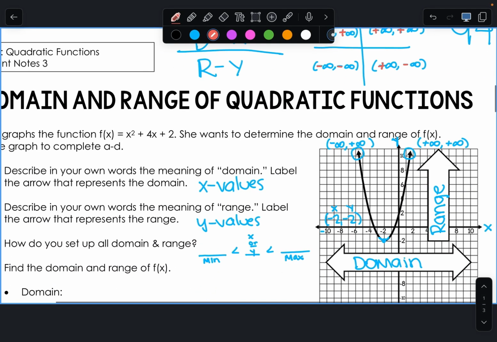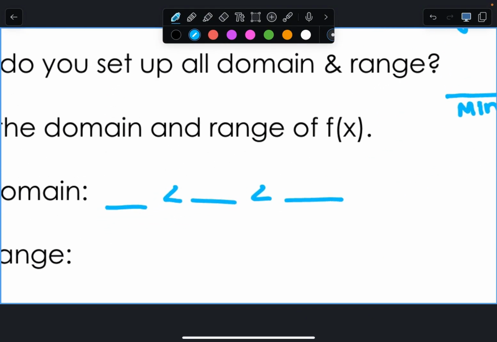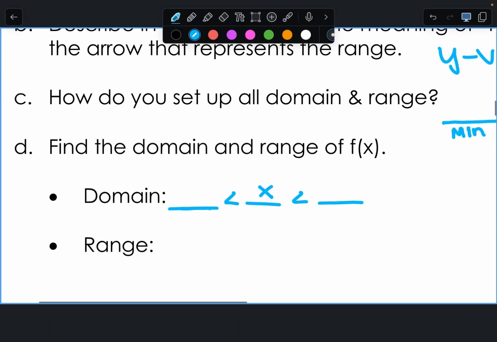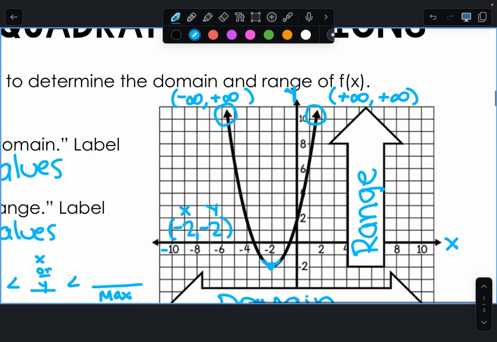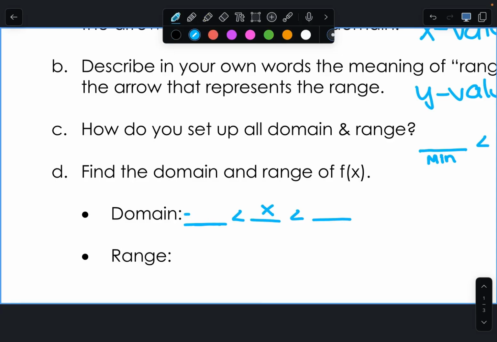All right. So now, to write your domain, the first thing we do is fill in the middle with what variable? X. Domain is X, so we fill it in with an X. Now, what is the smallest X value? Look at all 3 X values that you have. Which one's the smallest? Negative infinity. Any infinity is going to be a closed circle, so underline the inequality.